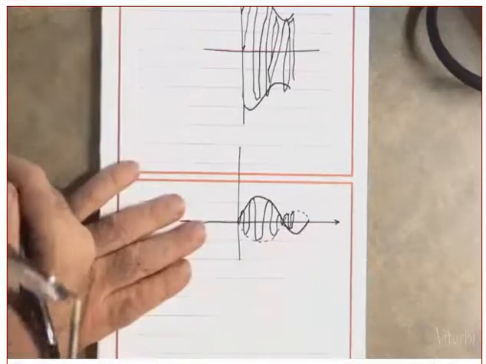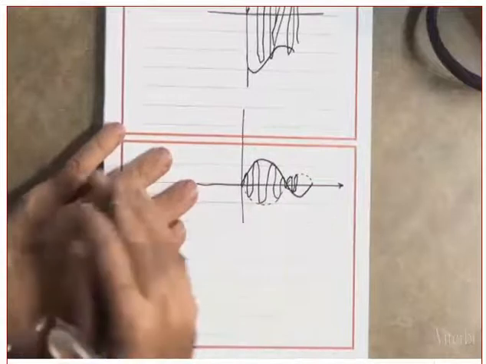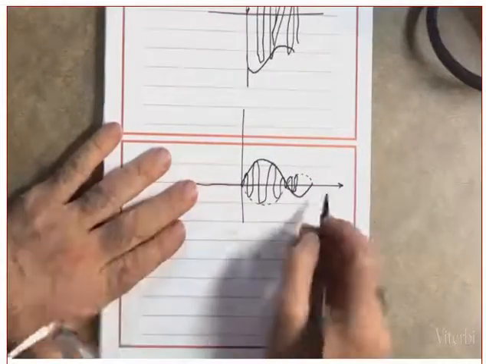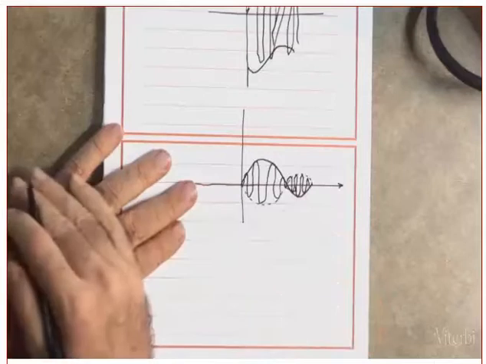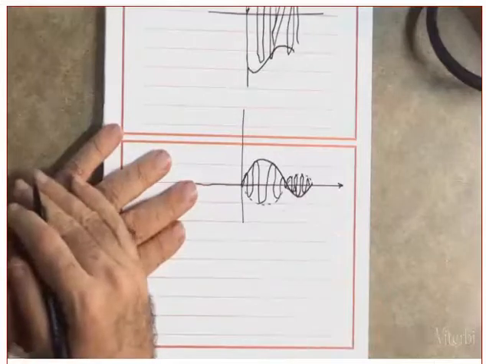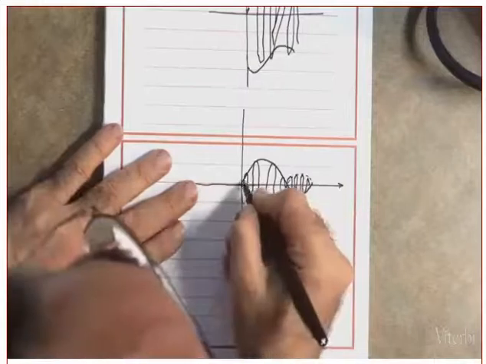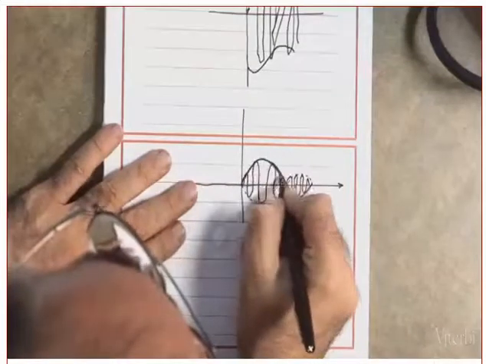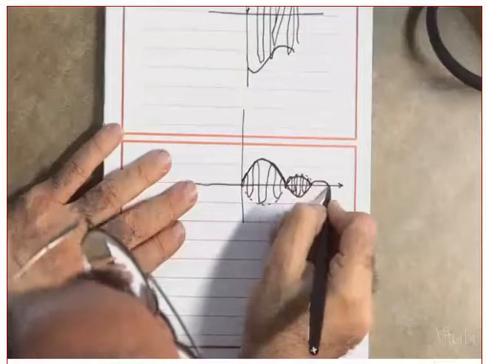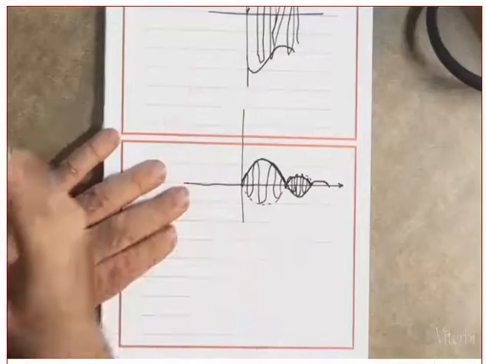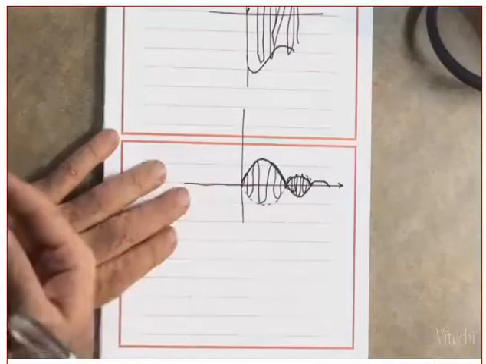Clear so far? Where is the envelope? Can you show me where the envelope is? I'm still waiting. Remember, the envelope is the positive part, the absolute value. So where is it? Agree? Does that resemble the modulating signal?